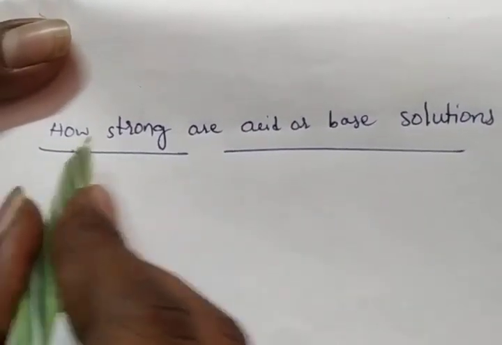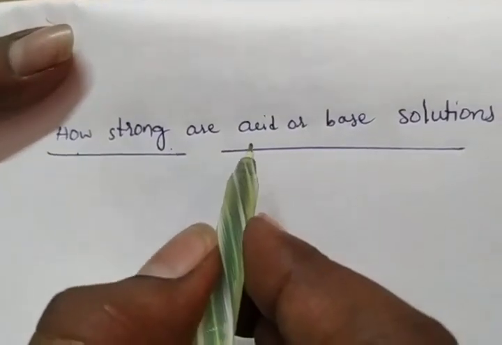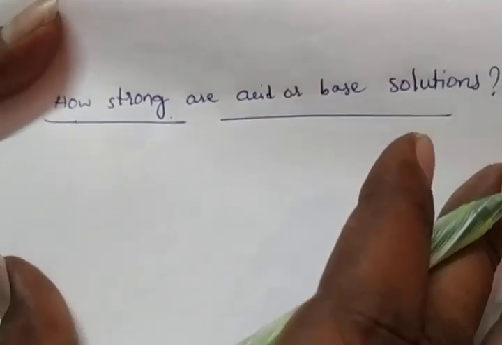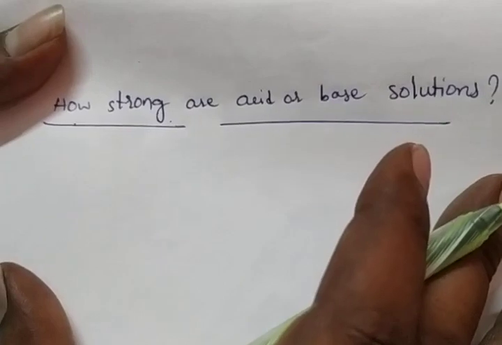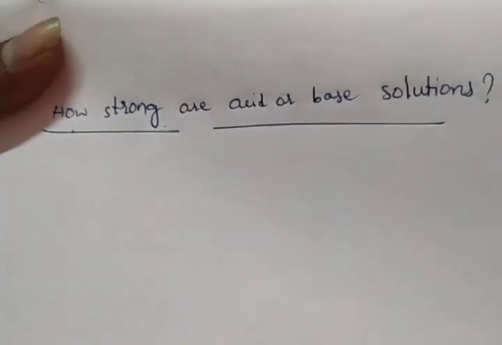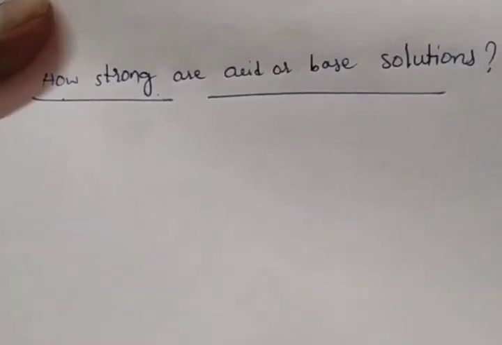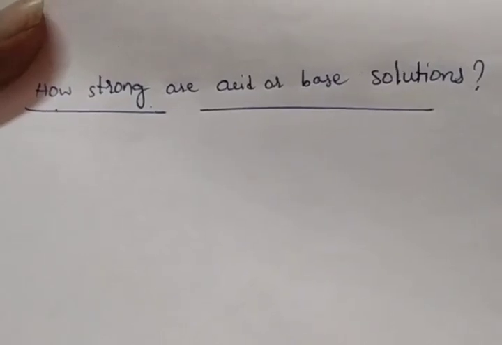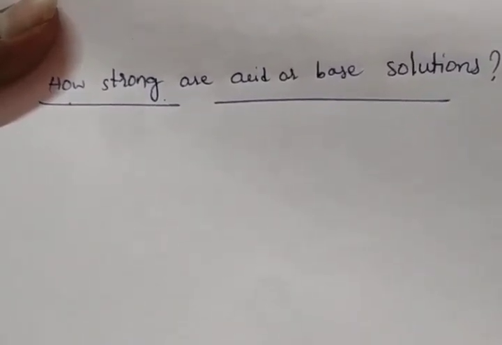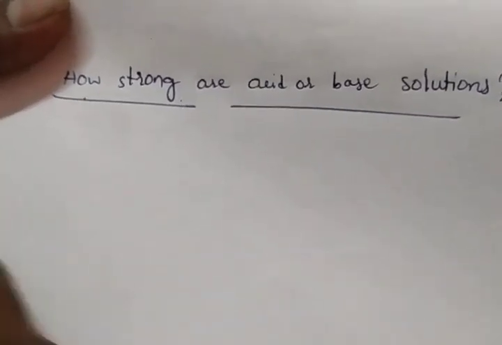How can we identify which acid or base is strong and which is weak? Already we know some idea about which is a strong acid and which is a strong base. How can we identify? By the pH scale. Already you know the pH value is from 0 to 14. In the pH scale, 0 means acid, 7 means neutral, and 14 means base.